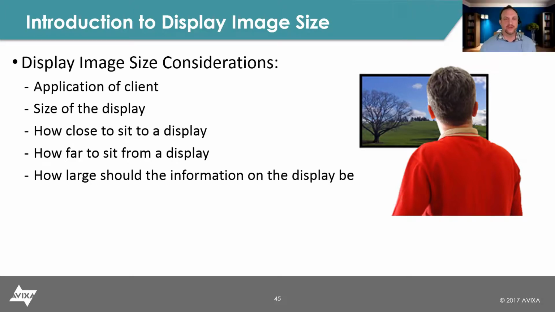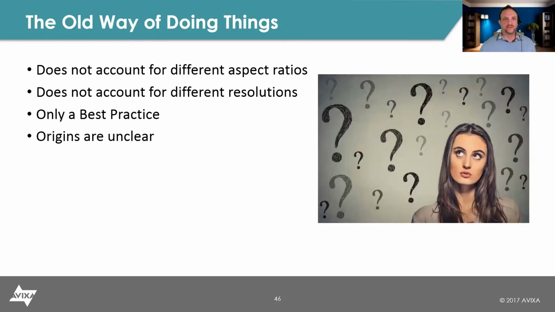So let's look at this. The old way of doing things didn't account for different aspect ratios. 468 kind of came out when we were still in the 4:3 mode, right? Square. It didn't account for different resolutions. 468 tops out at about 720. It was a best practice. It was a very good best practice.